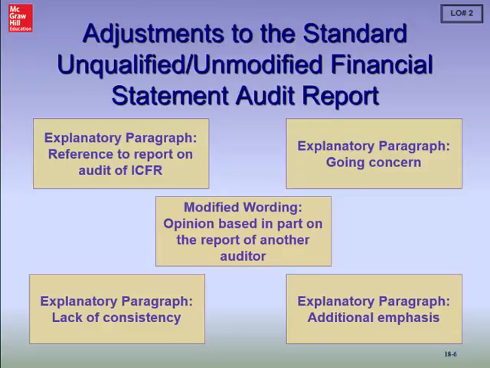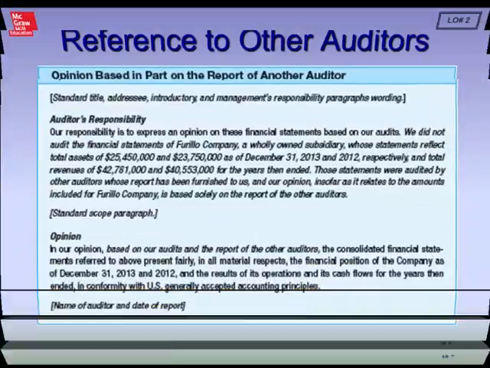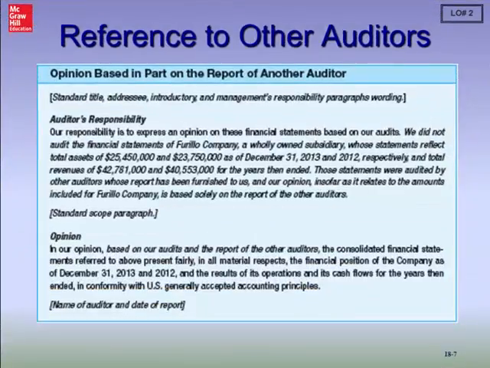We'll talk a few minutes about the explanatory paragraph for going concern. We may modify the wording if the opinion is based upon work of another auditor, if there is a lack of consistency, and an additional emphasis of a matter are things that we would include as part of the audit report. Here is an example of when we are referencing other auditors.